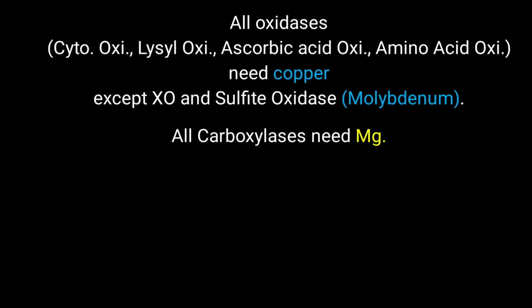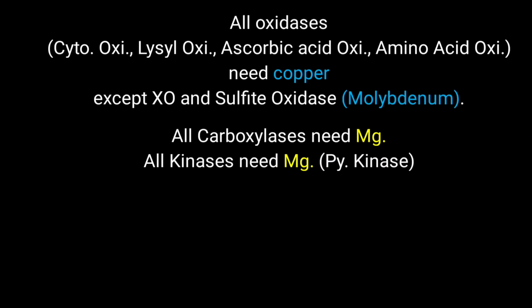Okay, so magnesium is required for the activity of most carboxylase enzymes, and all kinases need magnesium. So here you can simply remember that for all kinases, whenever you are looking at hexokinase or glucokinase, magnesium is needed for the activity of that enzyme. Same way, if a carboxylase enzyme is there, you can directly select magnesium as the metalloenzyme cofactor.